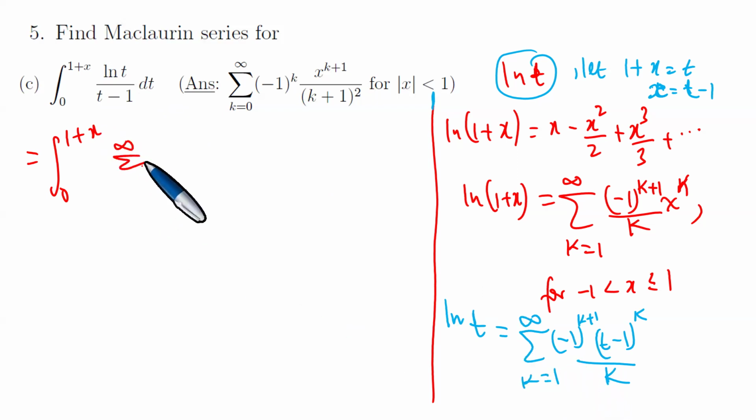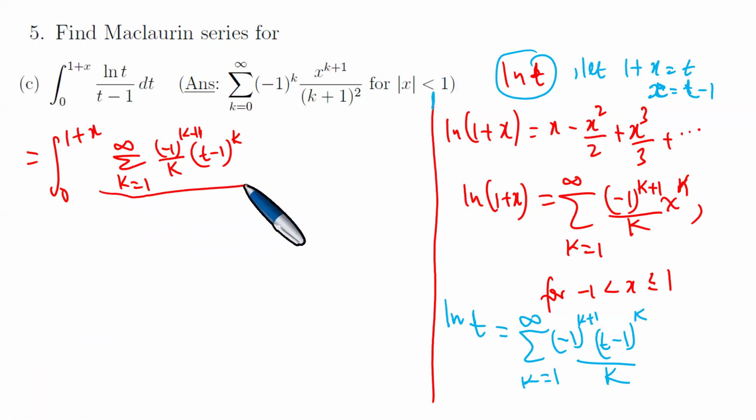The ln t is the infinite series, k equals 1, minus 1 to the k plus 1, t minus 1 to the k, divided by k. And then you divide everything by t minus 1 dt. Okay, and then this is going to be the integral from 0 to 1 plus x.